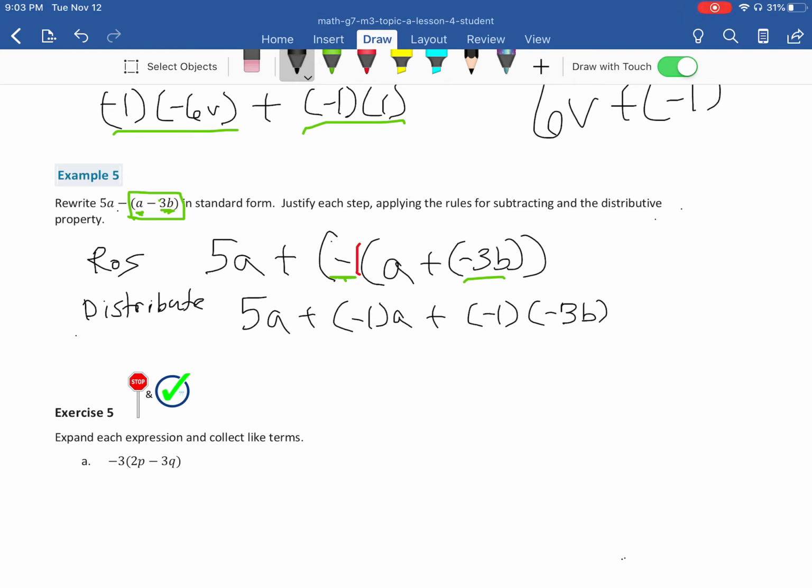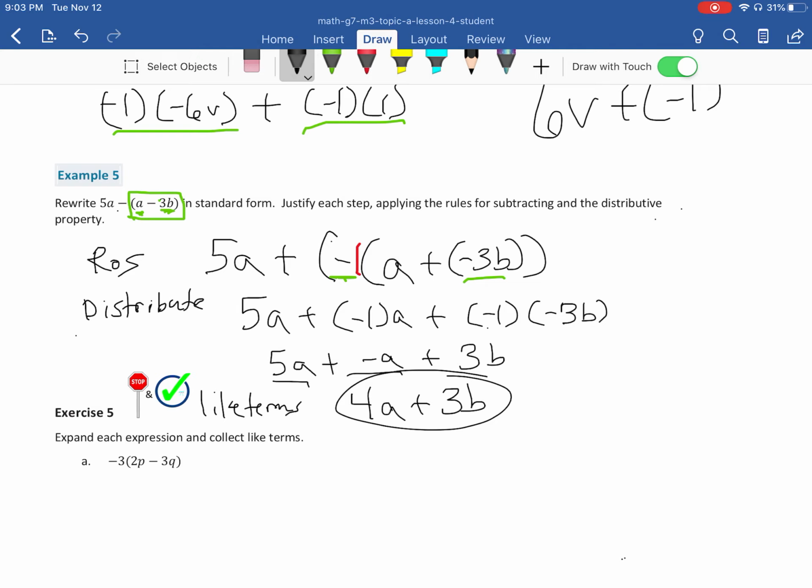Now I'm going to do my math. 5a plus negative a plus a negative times a negative equals a positive 3b. Now I'm going to combine my like terms. 5a minus 1a equals 4a plus 3b. That would be the simplest answer.